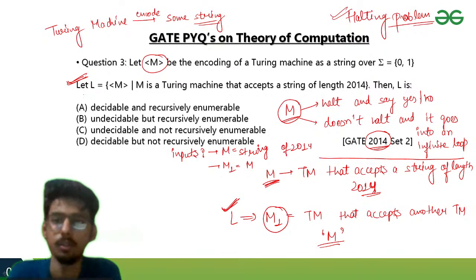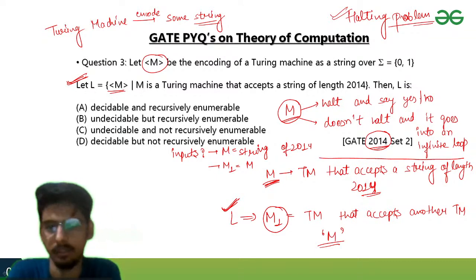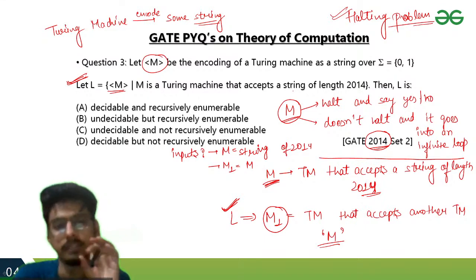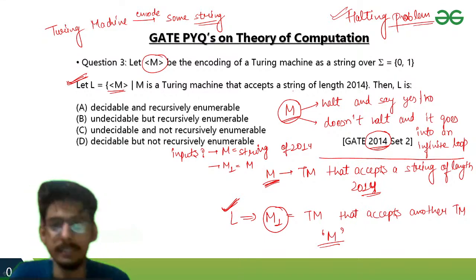Why? Because it is written over here that L is a set of Turing machines M, right? M is a Turing machine that accepts a string of length 2014 and L is a set of such Turing machines. So now I am going to give this M as an input to this Turing machine M1, which is representing this language L, right?